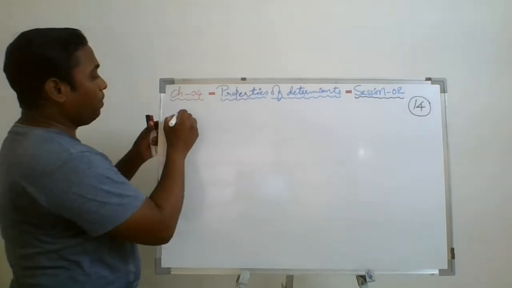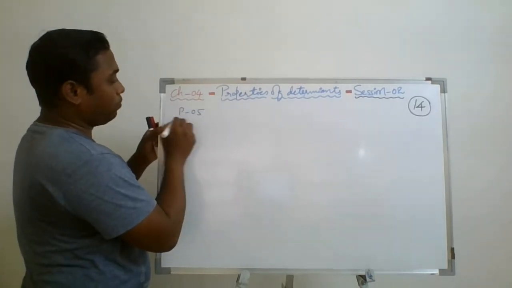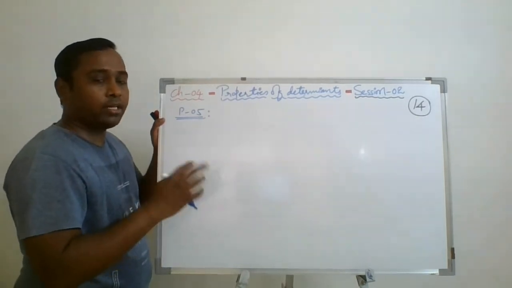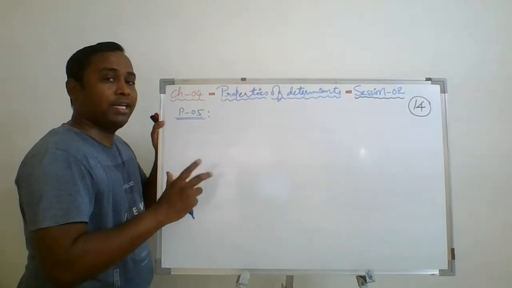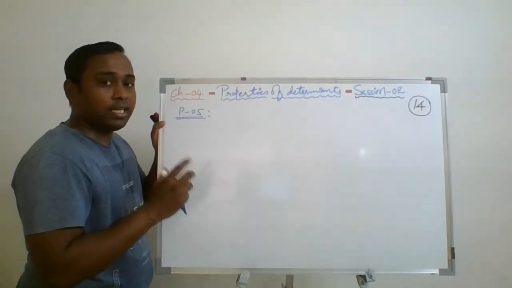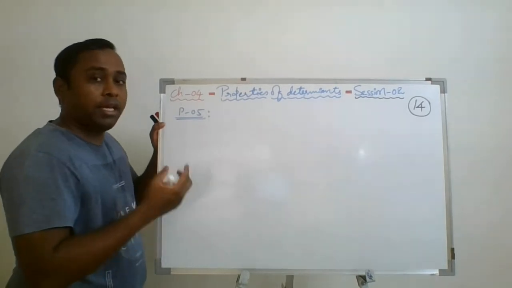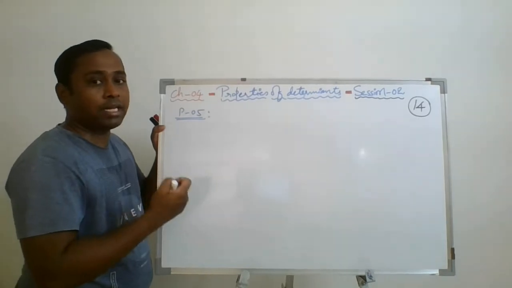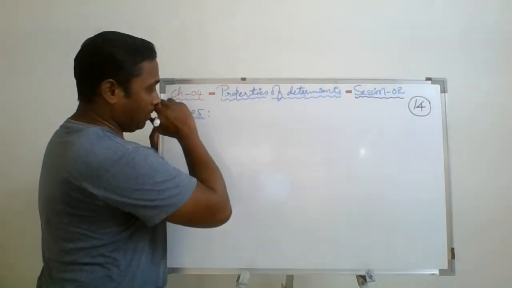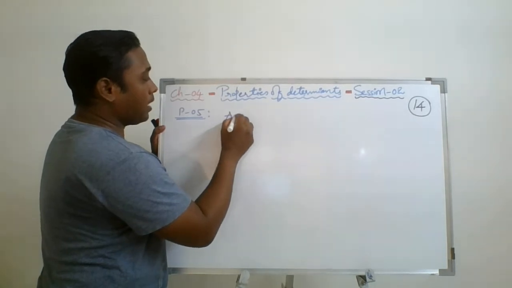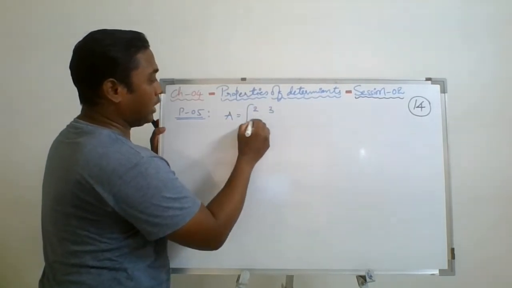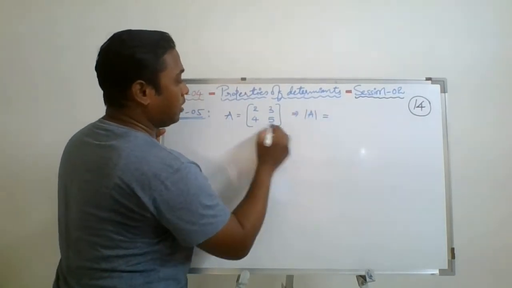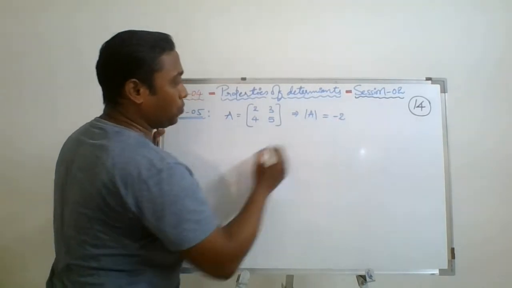Now, property number 5. What does this property number 5 say? If you interchange any two rows or any two columns, then the determinant value differs only by a sign. I repeat, if you interchange any two rows or columns, then the determinant value differs by its sign. Let us see. A matrix A is 2, 3, 4, 5. So the determinant value of this matrix is 10 minus 12, that is minus 2.